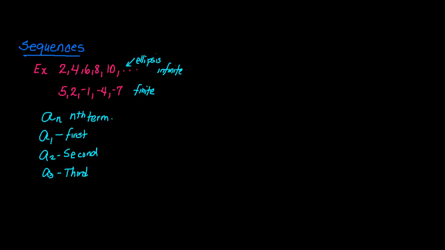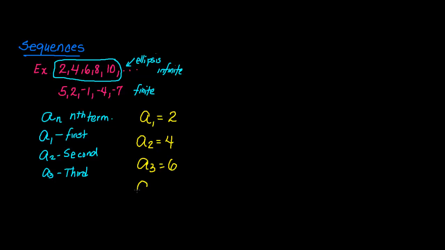So for example, let's use this sequence right here and let's label it using A. So if I were to label this, I would say A sub 1 is equal to the first term, which is a 2. A sub 2 is equal to 4, which is the second term in the sequence. A sub 3 is equal to 6 because 6 is the third term in the sequence. A sub 4 is 8 and A sub 5 is 10.